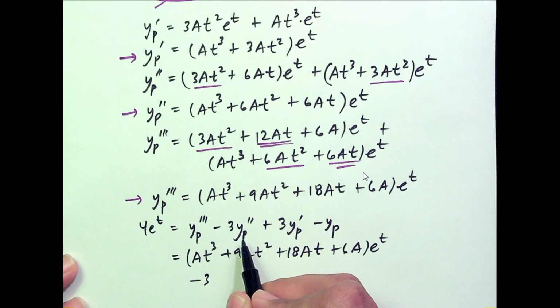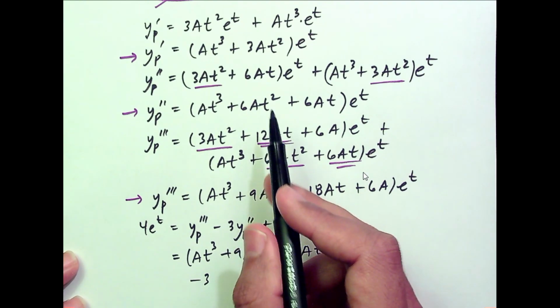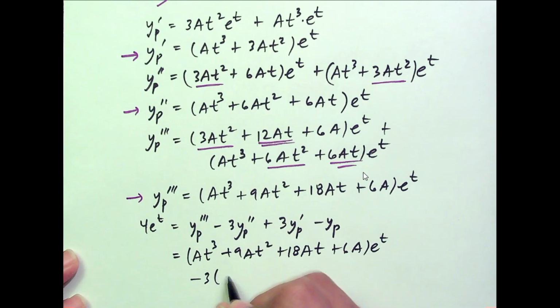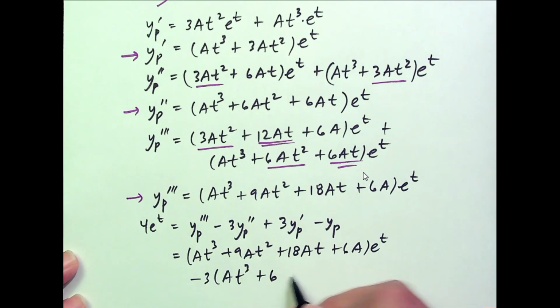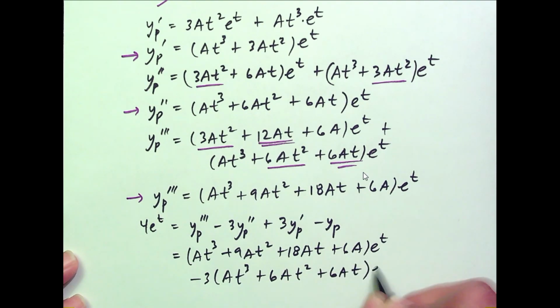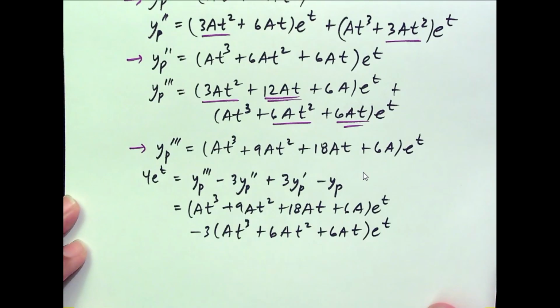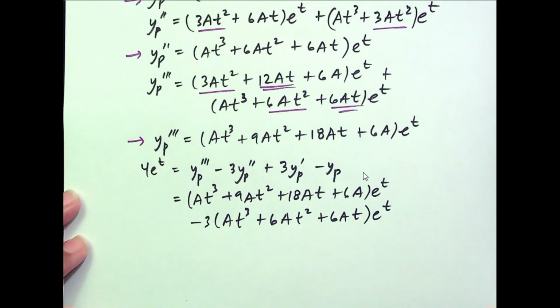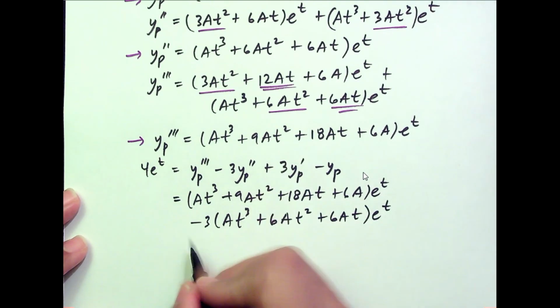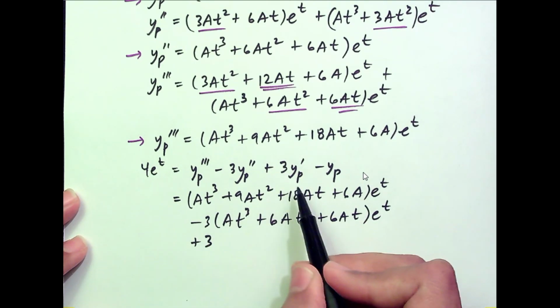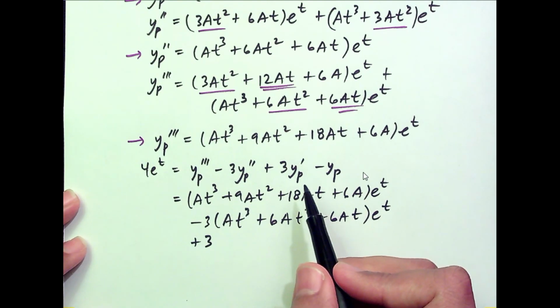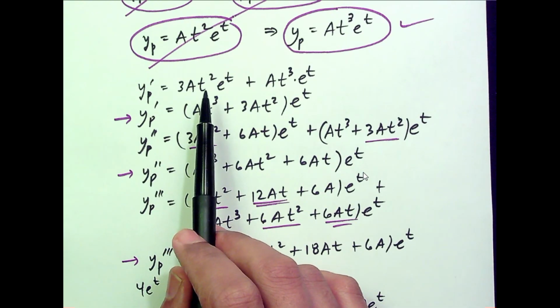Minus 3 yp double prime. Yp double prime is right here. So minus 3 times a t cubed plus 6a t squared plus 6a t e to the t. Then plus 3 y sub p prime. Y sub p prime is right here, so I'm just going to copy that.